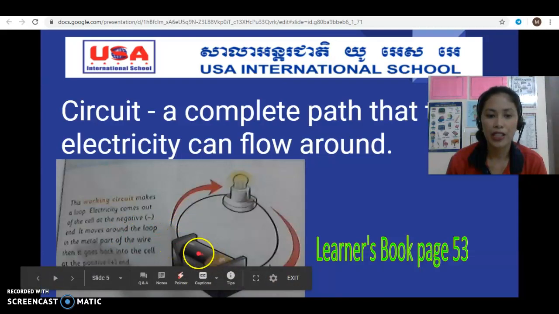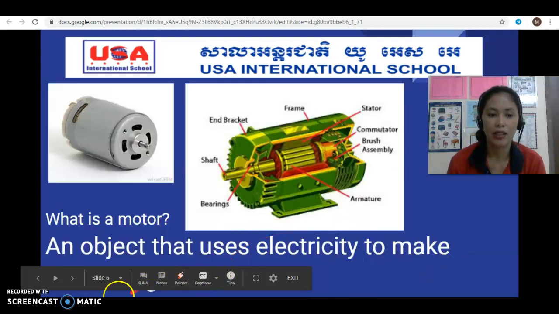So again, the electricity will come out from the negative side of the battery. It will go to the loop, like this loop, go to the metal part of the wire, and then it goes round and round to the positive, and then again and again, right? So it moves around the loop in the metal part of the wire, then it goes back into the cell at the positive end.